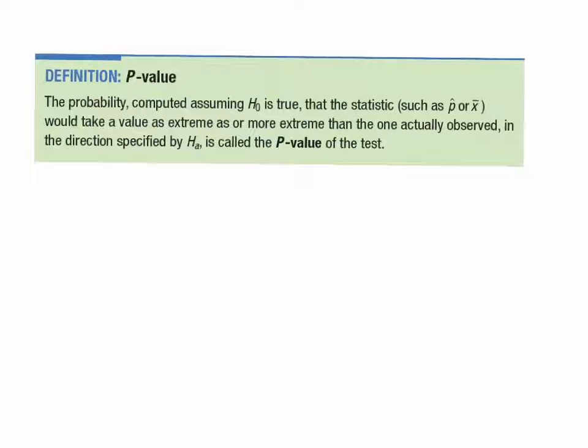Okay, p-value. Here's where that significance test comes from. This is where the information for that test is coming from. So the p-value is the probability, assuming H0 is true.